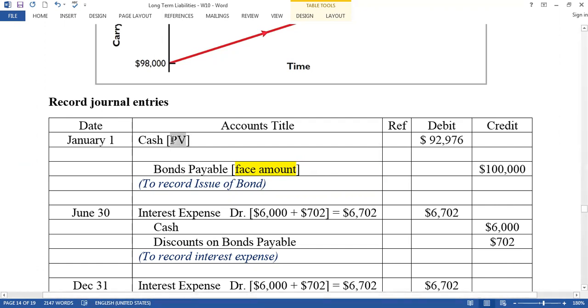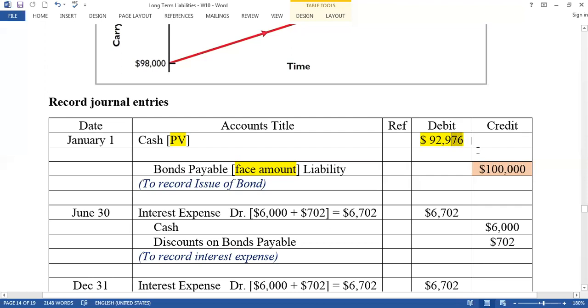So you receive $92,976 today, but your liability is to pay $100,000. You receive cash $92,976, but you are liable to pay $100,000. So this is a bad news, right? This is a bad news.